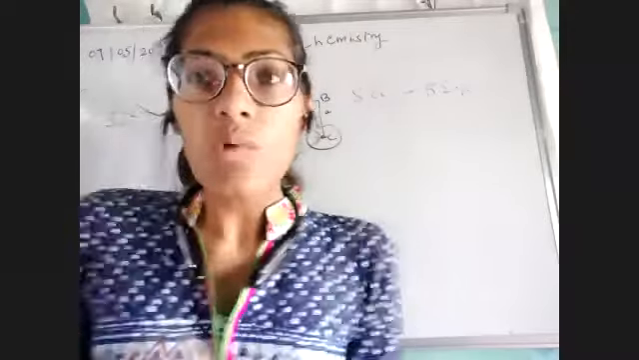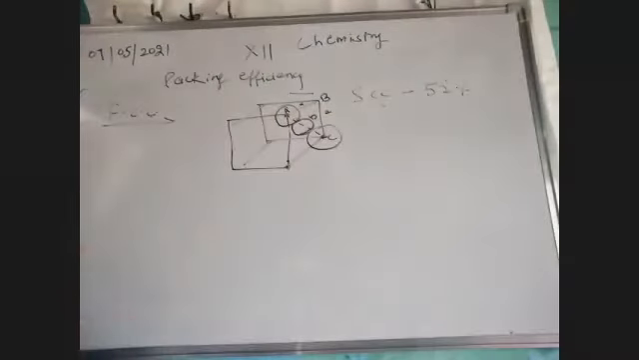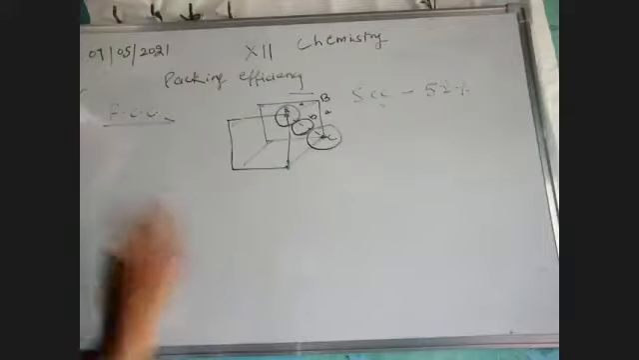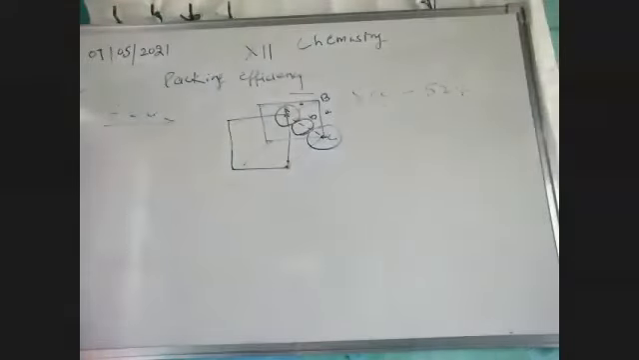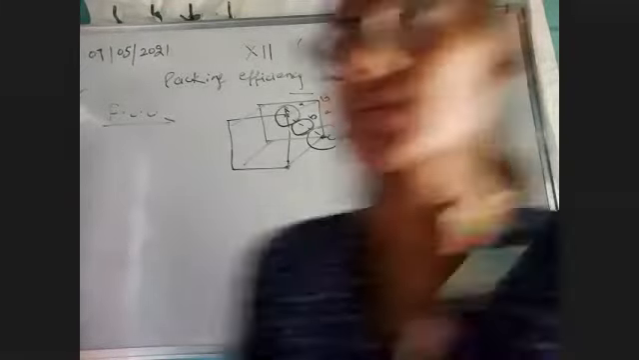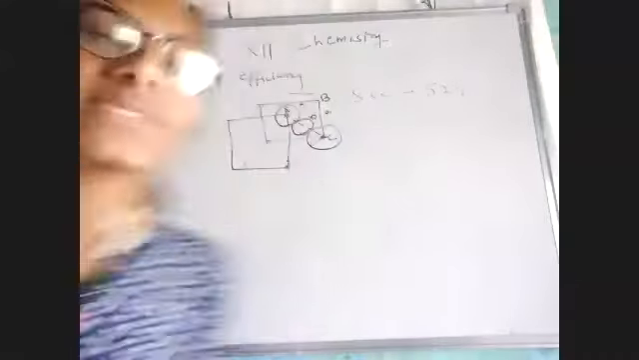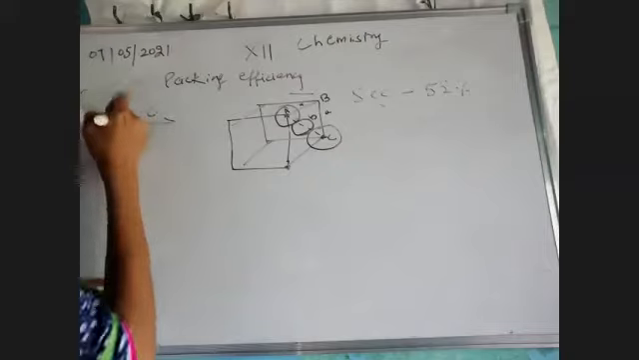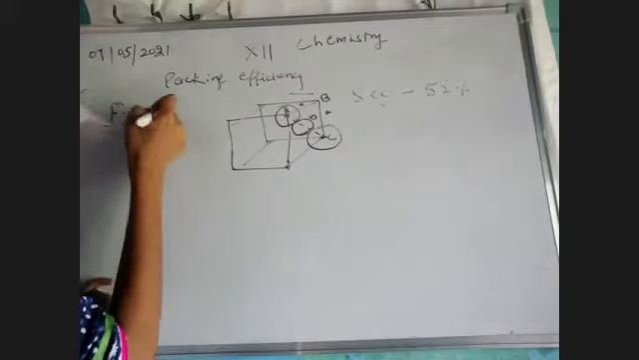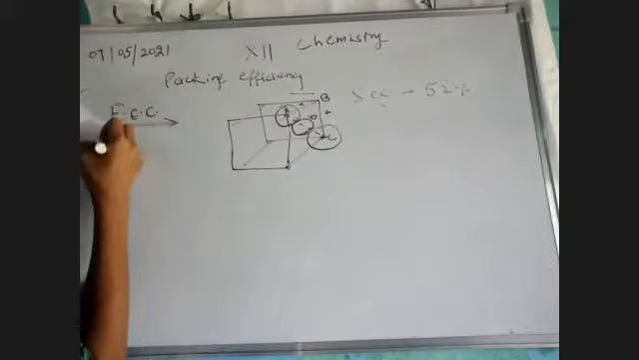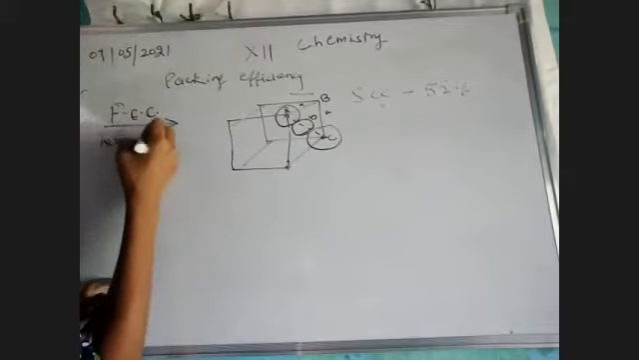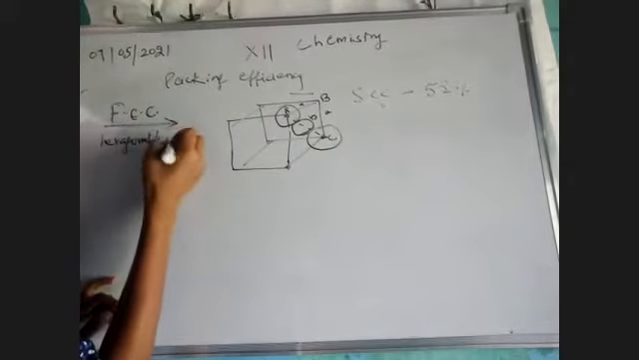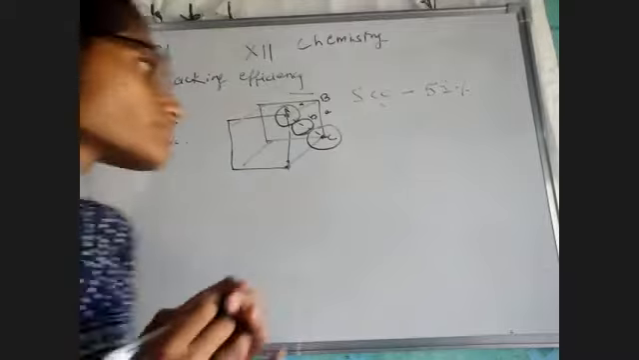Okay, now in the simple cubic unit cell, we have calculated the packing efficiency. Now we're going to move to our second concept, that is, the packing efficiency in the face-centered unit cell. Let's see what total packing efficiency the face-centered unit cell has. The face-centered unit cell, which we can also call hexagonal close packing or cubic close packing, is the same way. Now let's start.